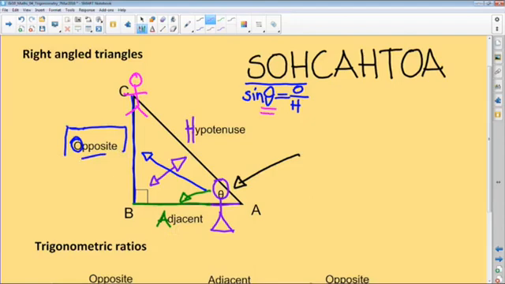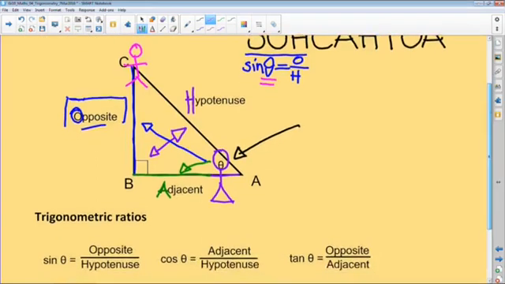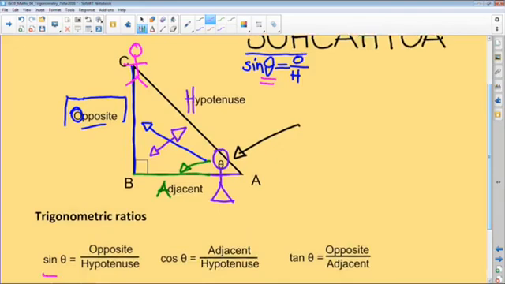Okay, let's go down and take a look at these ratios. And you know them already. We've got sine theta is equal to opposite over hypotenuse. Cos theta is equal to adjacent over hypotenuse. And tan theta is equal to opposite over adjacent.